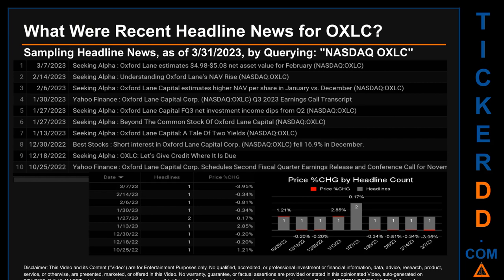What were recent headline news for OXLC? Today, Friday, March 31, 2023, I sampled one of our news aggregators for latest headlines for this ticker. I did so by searching specifically by a keyword that may appear, broadly, in the title or the body, of discoverable news articles. The keyword that I used was a combination of the exchange and the ticker symbol, NASDAQ: OXLC. The results show 10 unique headlines, published across 9 unique dates.